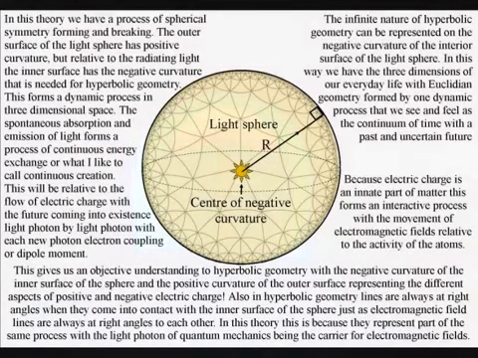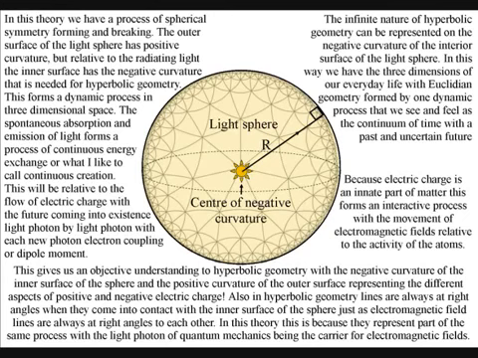This forms a dynamic process in three-dimensional space. Instead of a boundary circle, we have a boundary sphere. The infinite nature of hyperbolic geometry can be represented on the negative curvature of the interior surface of the light sphere. In this way, we have the three dimensions of everyday life, with Euclidean geometry within three-dimensional space, formed by one dynamic process that is based on hyperbolic geometry.